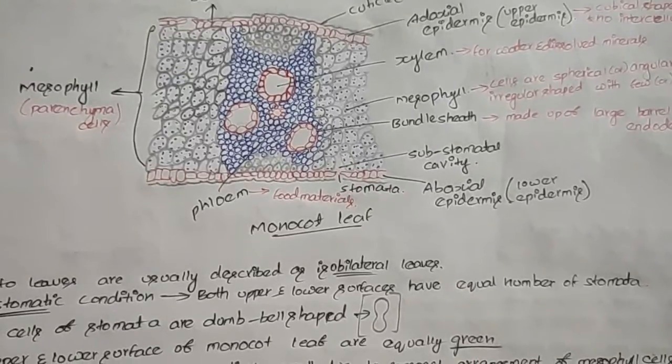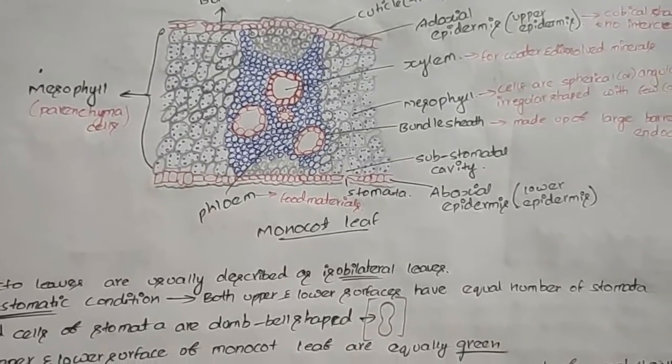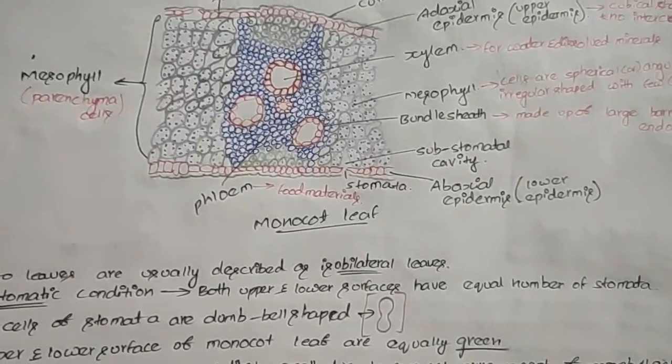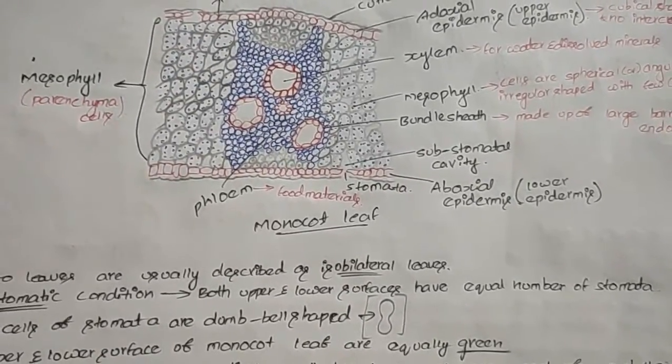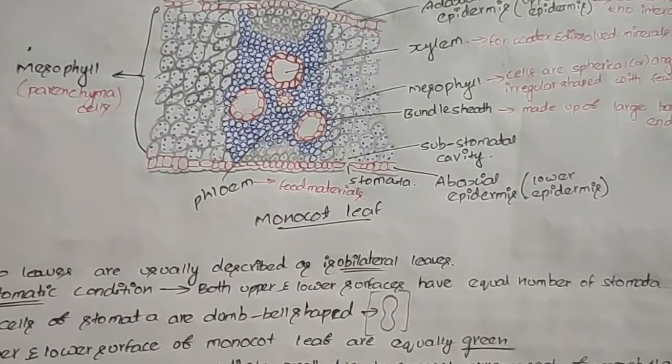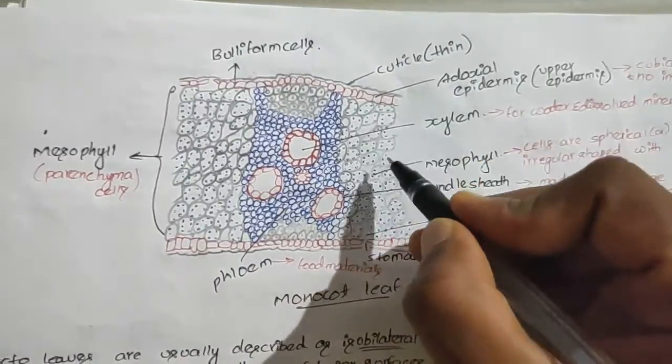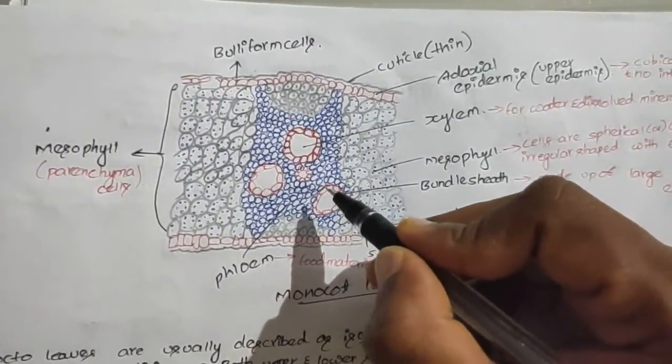Firstly, the leaf is the main place where photosynthesis occurs. The leaves are usually green due to the presence of chlorophyll pigment, but in some plants the leaves are of different colors due to the presence of pigments which dominate this green chlorophyll. This monocotyledon leaf has three parts: one is the epidermis part, the mesophyll part, and the vascular bundle part.